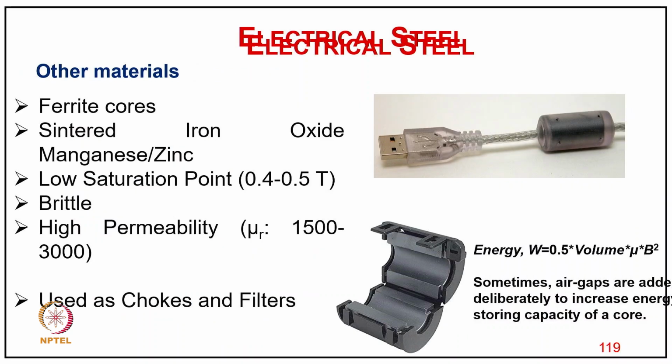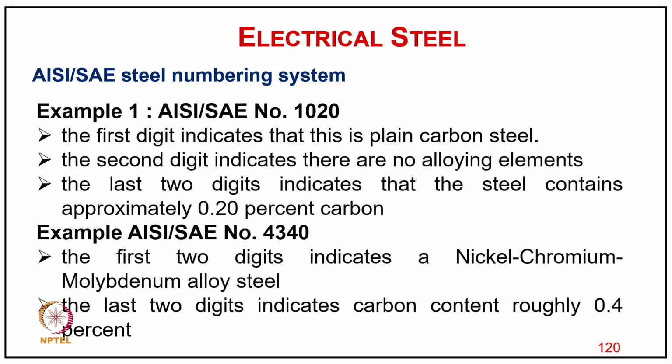Then we have other materials, typically ferrite cores, sintered iron oxide, magnetized zinc, with low saturation flux density of 0.4 to 0.5 Tesla, and they are brittle like ferrite cores. Of course, they have a high permeability of the order of 3000, and are used in chokes and filters, typically in many inductor applications as well as high frequency transformers.